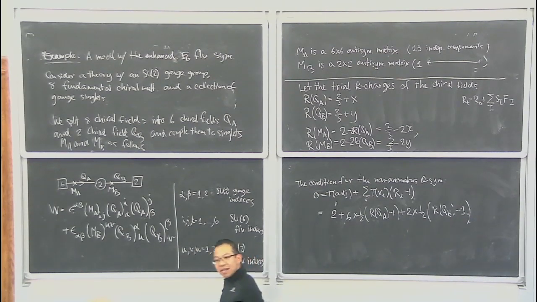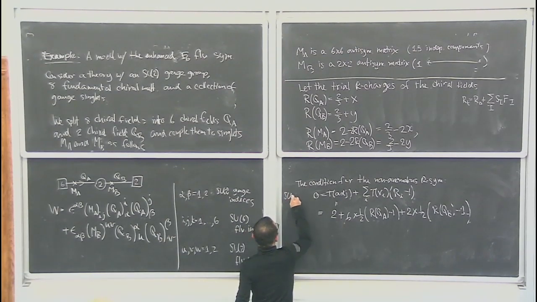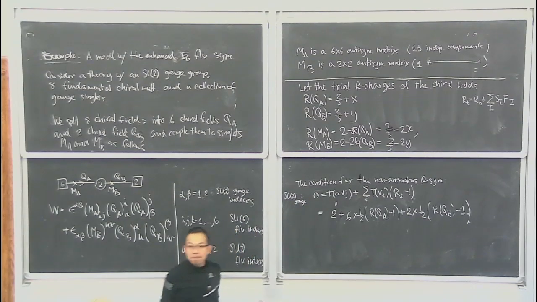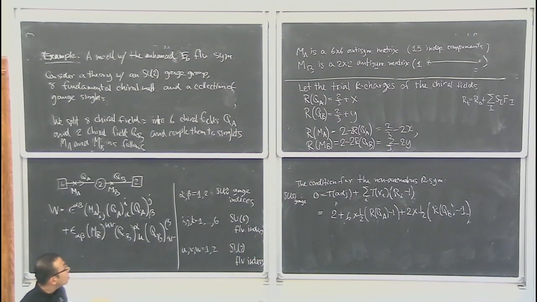Why don't MA and MB enter? Because they're singlets, okay? They're not charged under the gauge symmetry. So this we do for the SU2 gauge group. If you like, this is the gauge-R-R triangle diagram, okay?